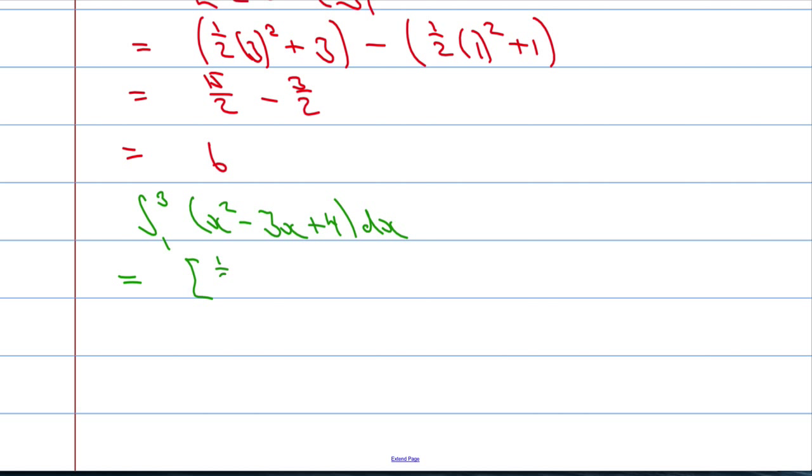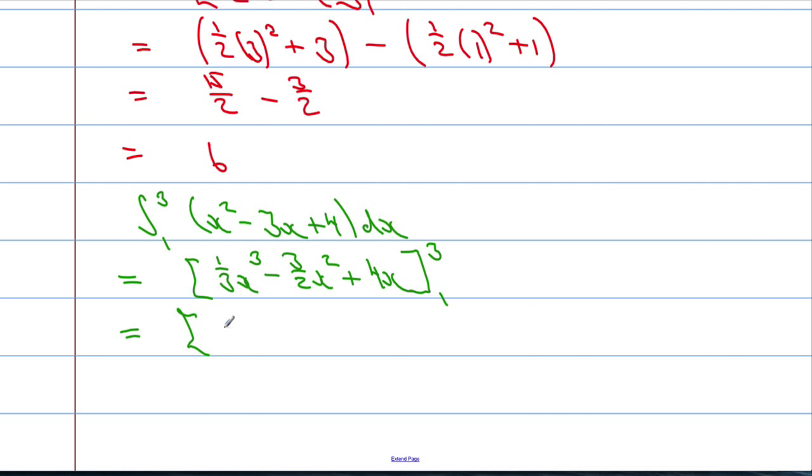1 over 3 times x cubed minus 3 over 2 times x squared, and integrating this guy too, why did I put a 2 there? It's definitely not that. It should be 4x. We need to evaluate that integral between the limits 1 and 3.